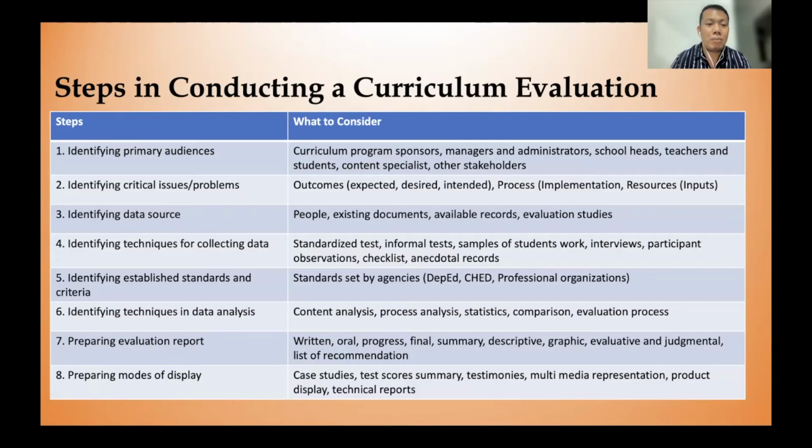So identifying primary audiences. Who are they? These are the stakeholders, the school heads, the teachers, the managers, administrators, and so on and so forth. So when you were able to identify the primary audience, then proceed to the next, identifying critical issues or problems. So what are the outcomes? The expected, the desired, and intended.